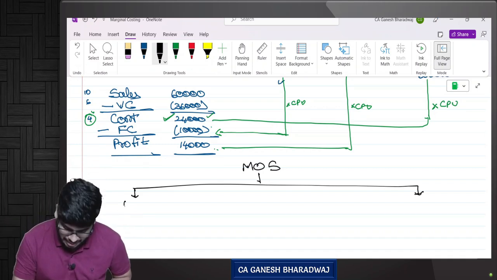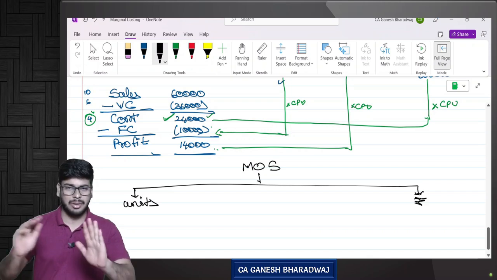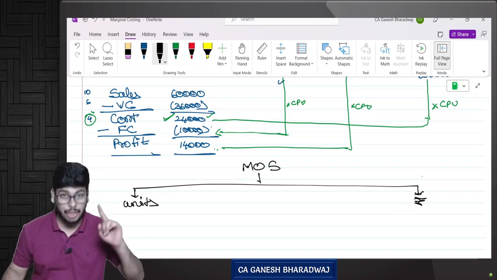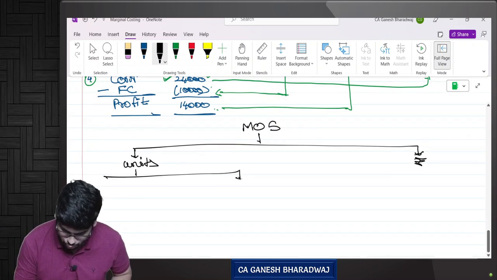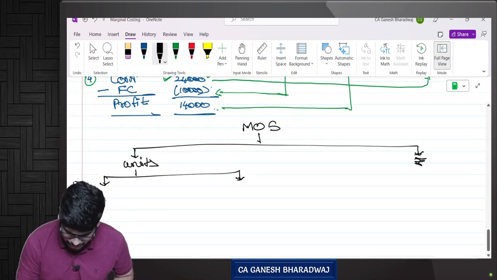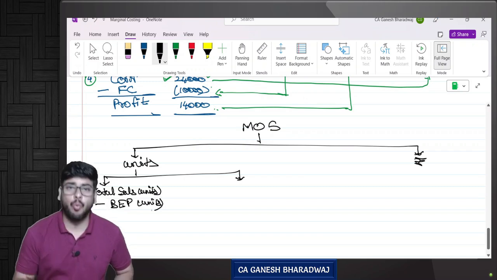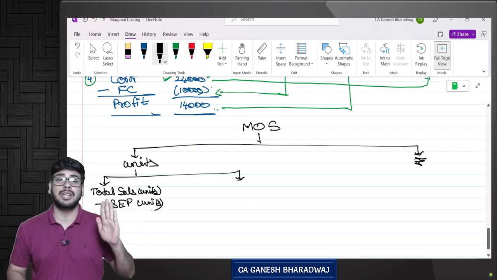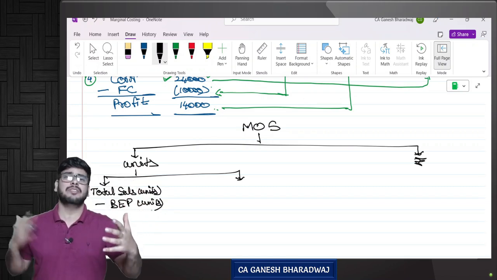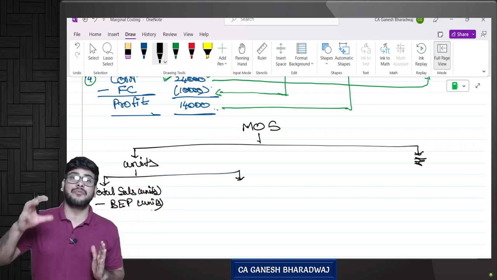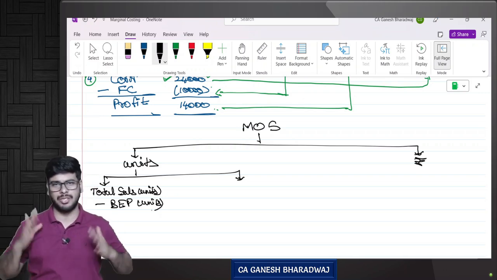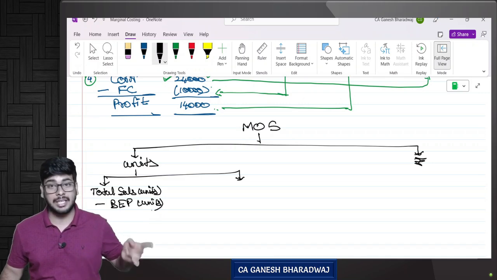So first, margin of safety, I can express it in units or I can express it in value. How to express it in value? We will just see it in a few minutes from now. In terms of units, there are two formulas. Let me explain the two formulas. The first formula is very simple. Total sales in units minus break-even point in units. Correct? Whatever is the total sales minus whatever is my break-even point, or in other words, the number of units I have sold over and above my break-even point is only called as margin of safety. Or there is another formula to calculate.